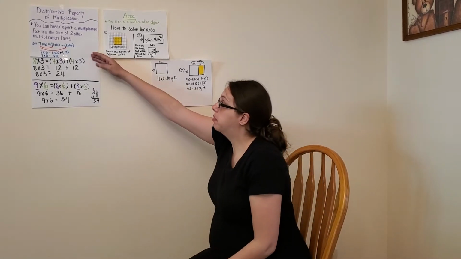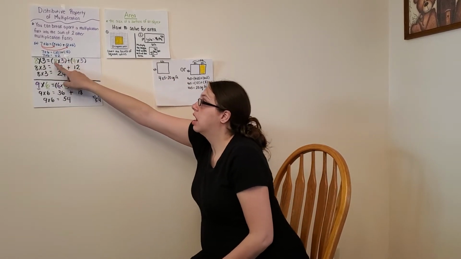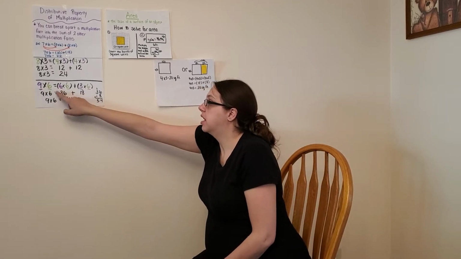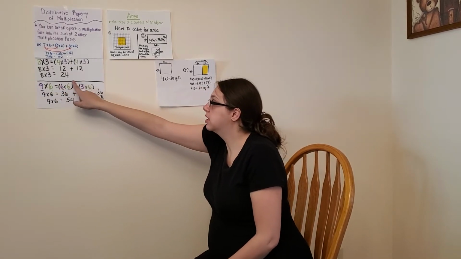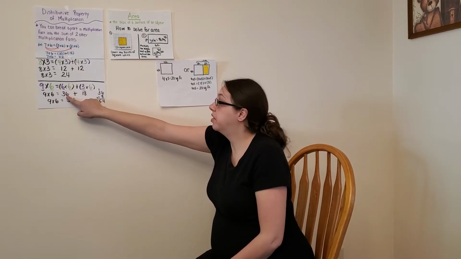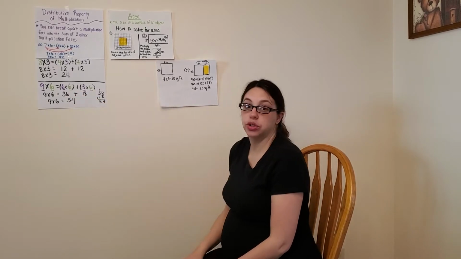Last week we broke them up as in 8 times 3. We broke up the 8 into 4 and 4, but the 3 stayed the same. Same thing down here for 9 times 6. We broke the 9 up into 6 and 3, but the 6 stayed the same. We multiply what's in the parentheses, and then we add those two numbers together to get the total.